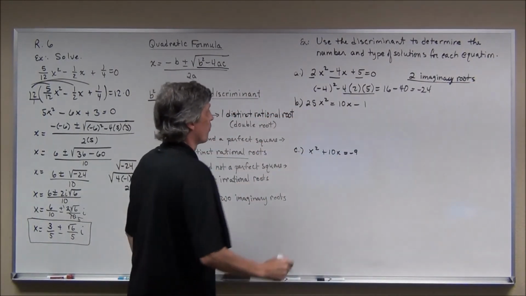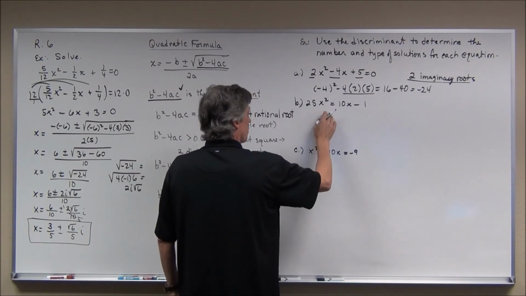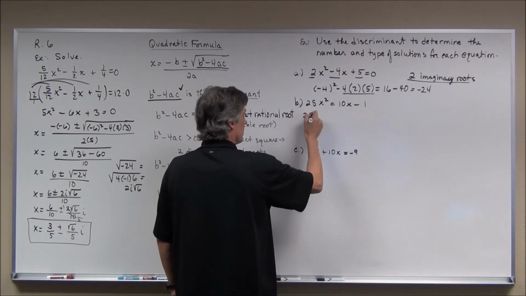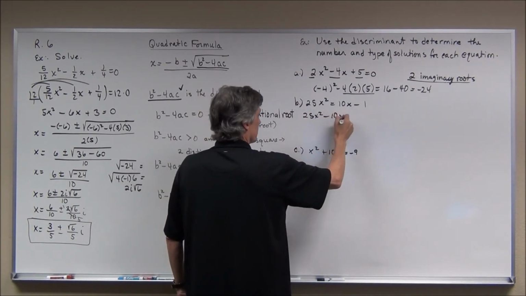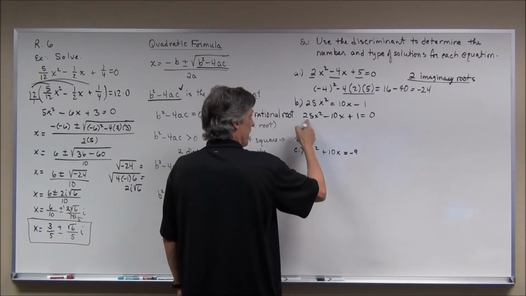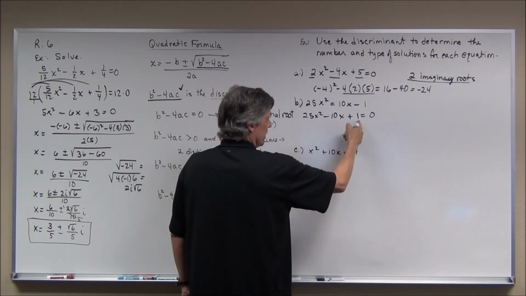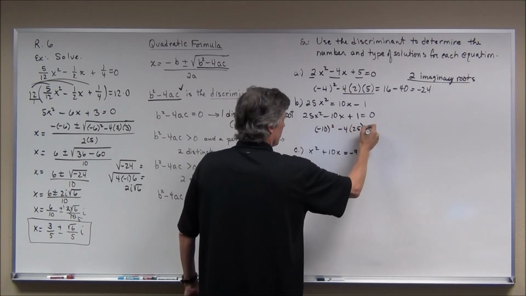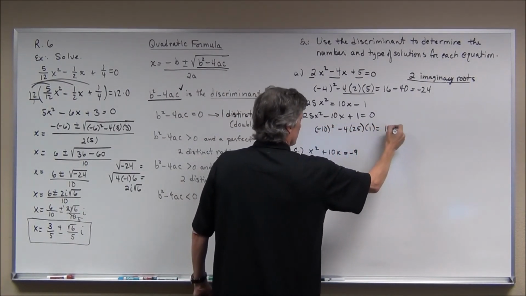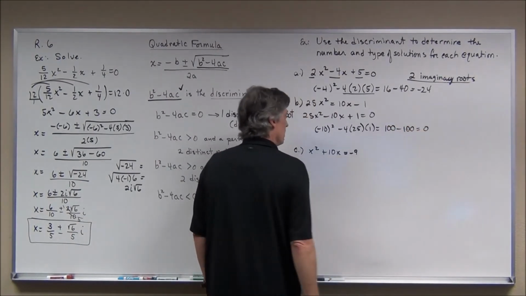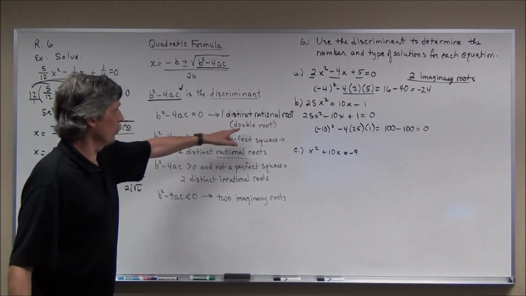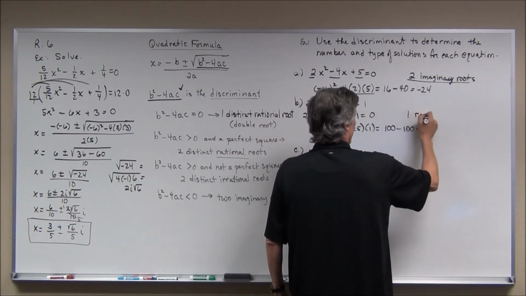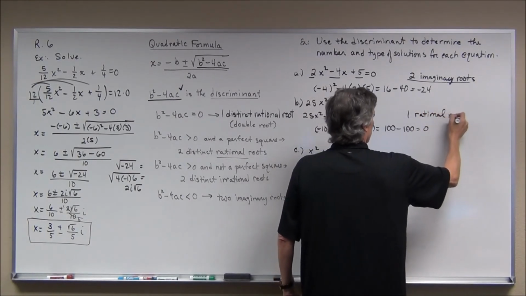This one is not in standard form for a quadratic equation, one variable, so I'm going to put it in standard form. I'm going to do it quickly. I'm going to subtract 10x from both sides. I'm going to add 1. 25x squared minus 10x plus 1 is equal to 0. A is 25, B is negative 10, C is 1, so that's negative 10 squared minus 4 times 25 times 1, which is 100 minus 100, which is 0. Well, if the discriminant is 0, we have one rational root. I think it's a fifth, as it turns out. So one rational root.